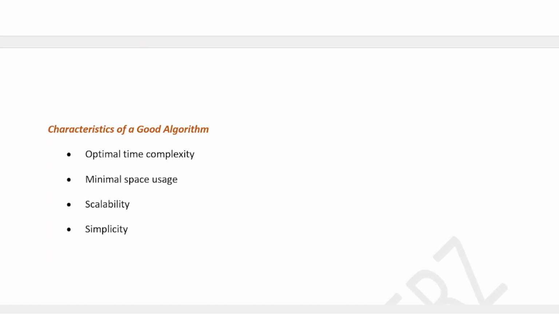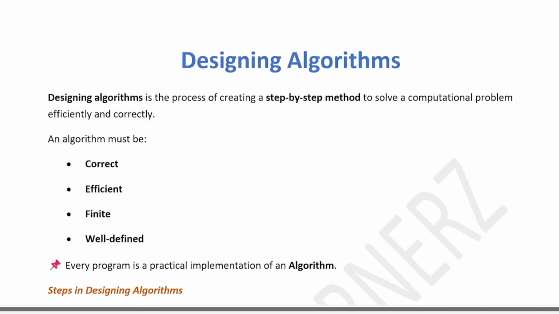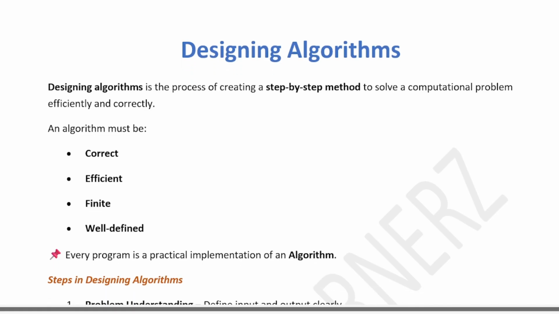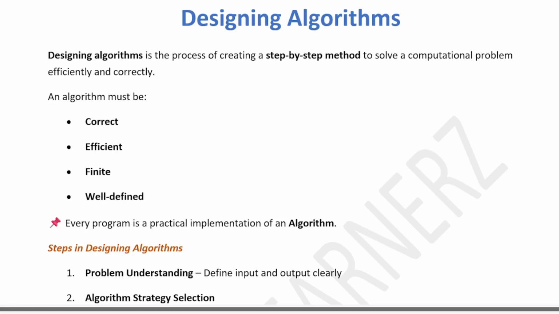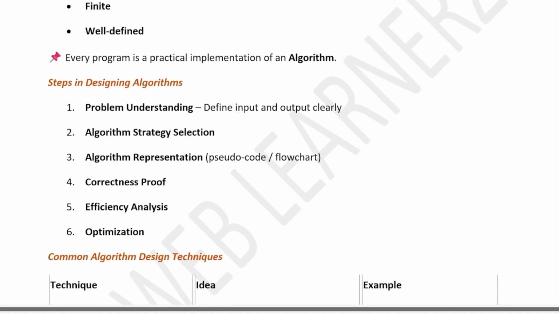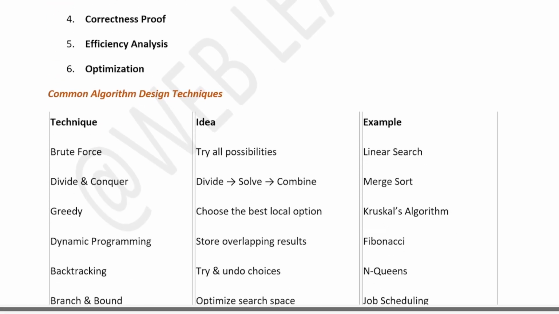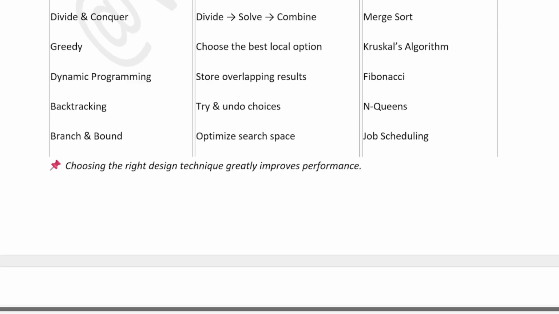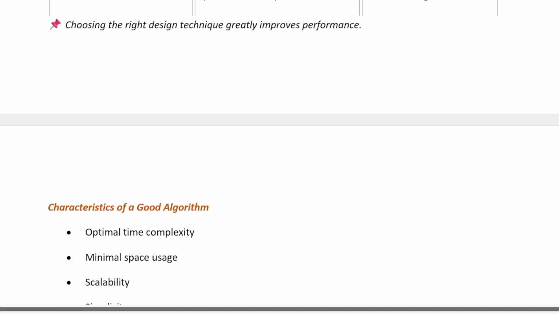Now, characteristics of a good algorithm. A good algorithm should have optimal time complexity, minimal space usage, good scalability, and simple and clear logic. So to summarize, designing an algorithm is about solving problems efficiently. Every program starts with an algorithm. There are clear steps in algorithm design. Different problems need different techniques. Good design leads to fast and reliable programs.